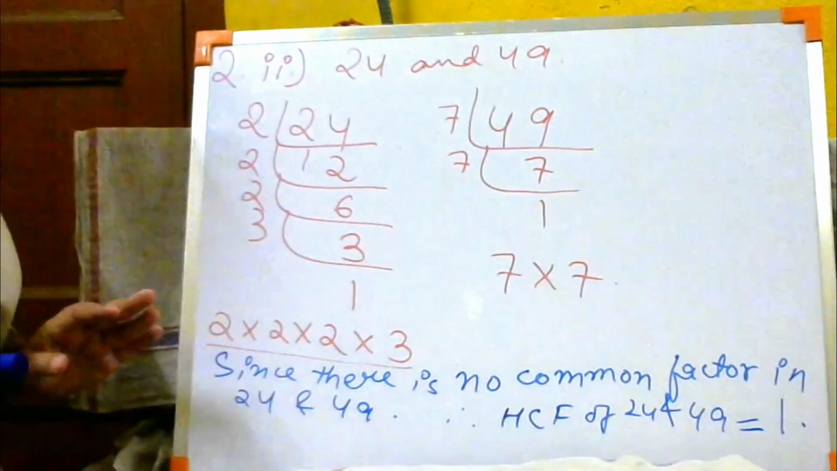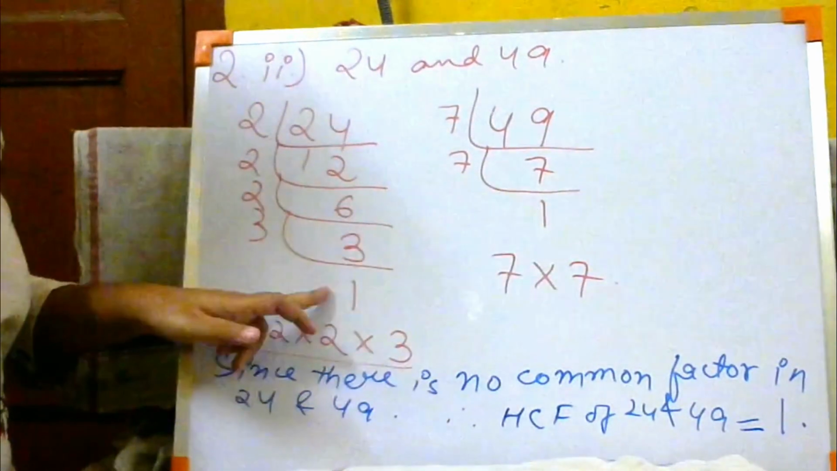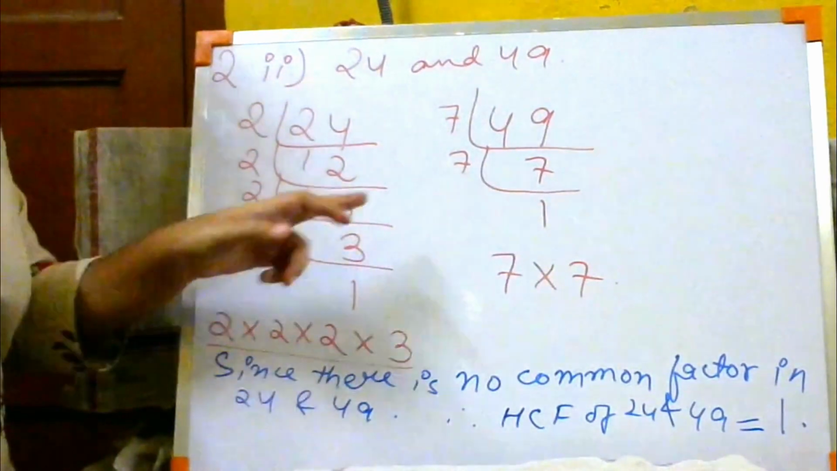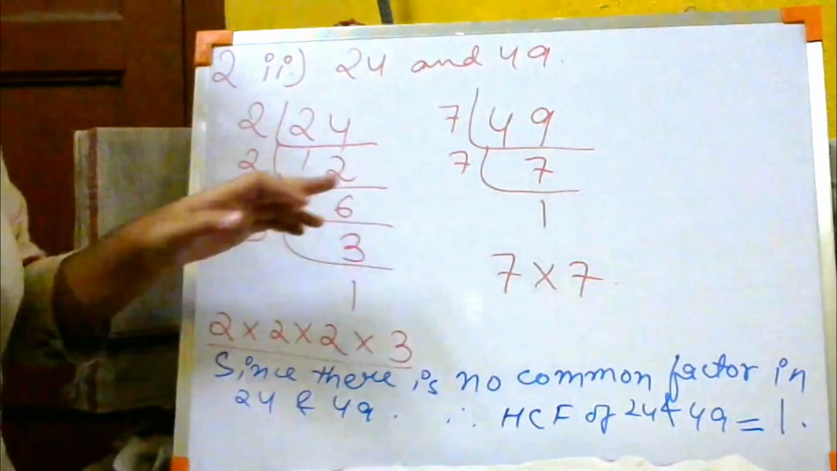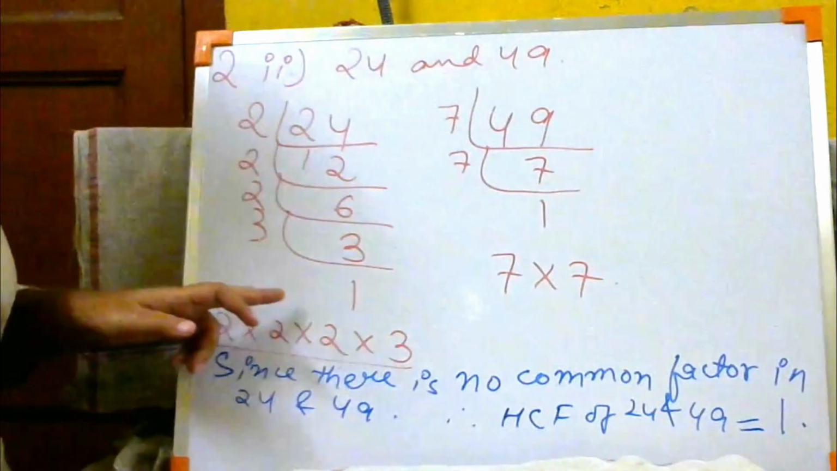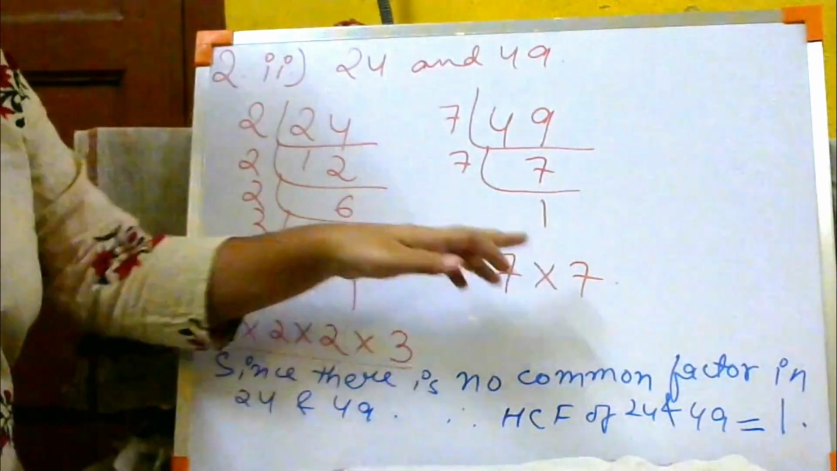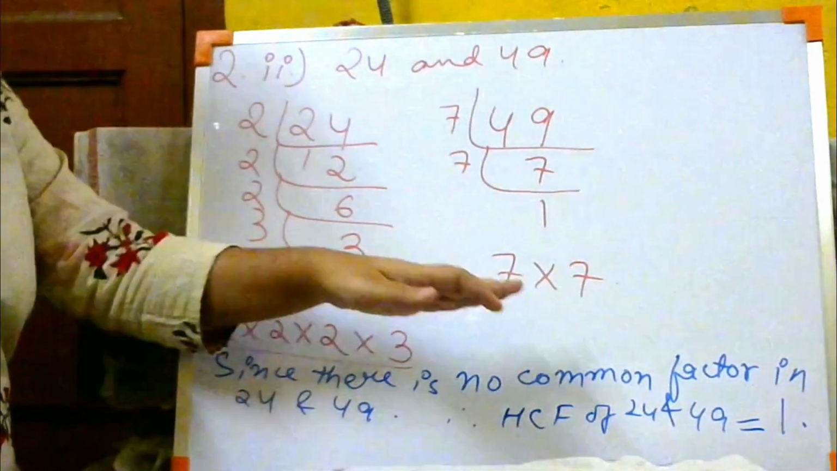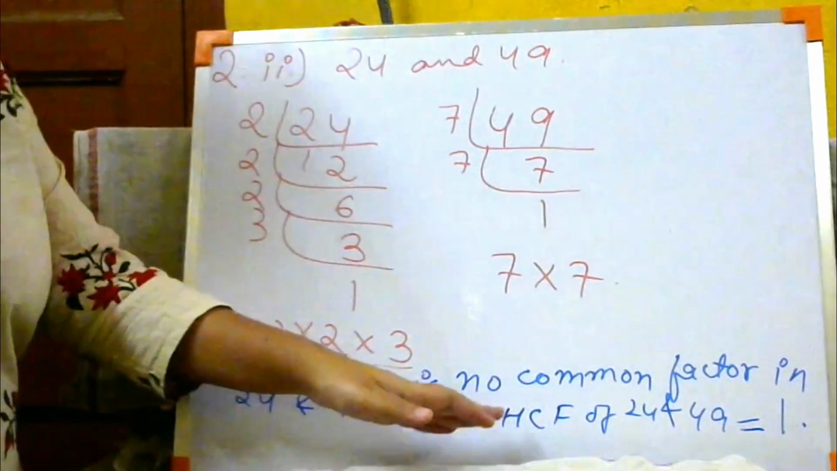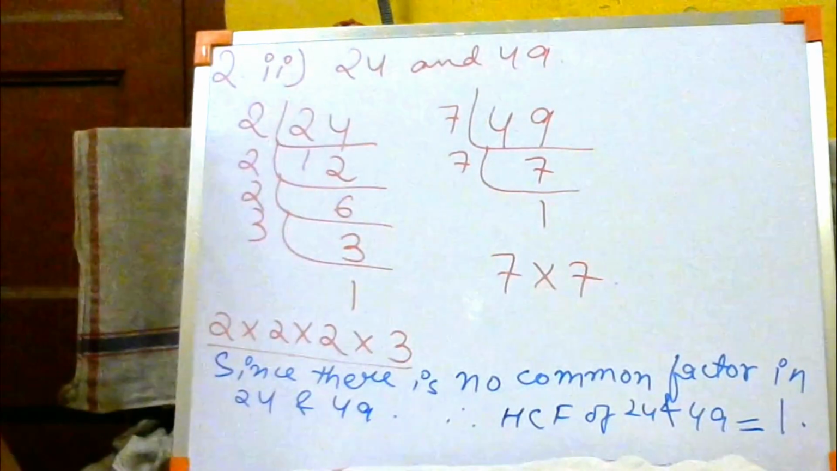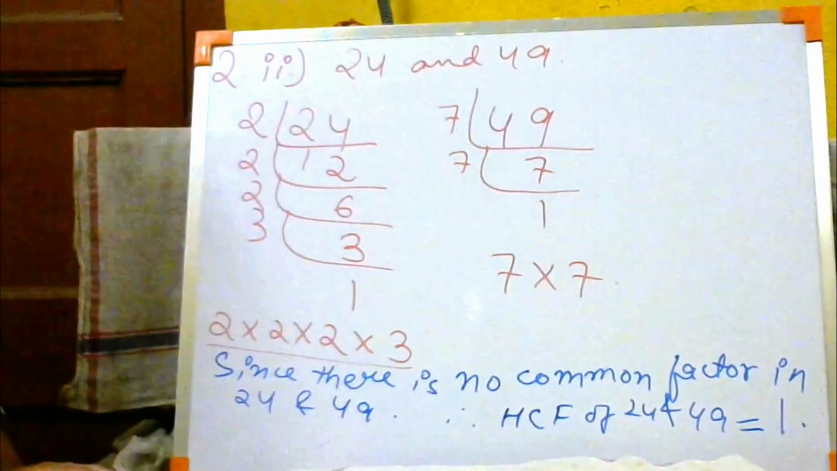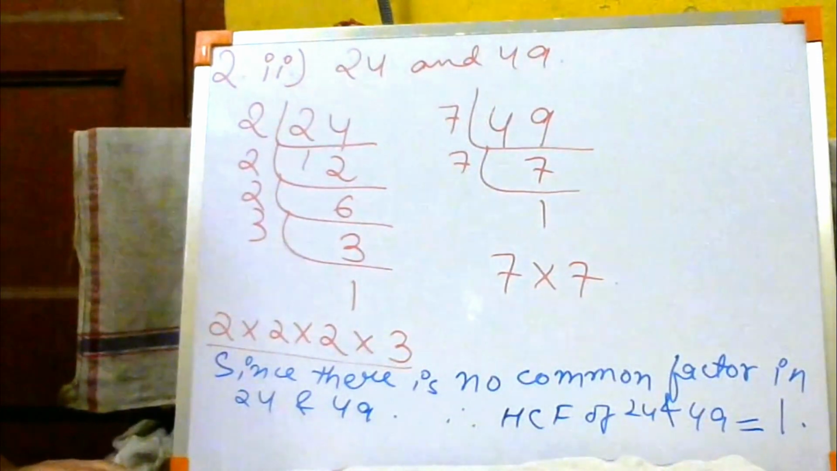1 is common in all of them. Look here, 1 is common, isn't it? At the last, look, we are writing 1. So only 1 is common over here. Clear? Since we are writing over here that these are the multiples of the numbers that we have written, we are going to say that since there is no common factor in 24 and 49, therefore the HCF of 24 and 49 is 1. 1 will be common with every number. Okay? Did you understand this sum?